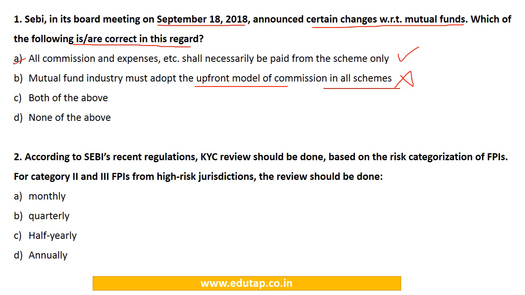Next question. According to SEBI's recent regulations, KYC review should be done based on the risk categorization of FPIs. For category 2 and 3 foreign portfolio investors from high risk jurisdictions, the review should be done: monthly, quarterly, half yearly or annually. So we have covered that for these categories of FPIs, the review has to be done annually. So the correct answer is going to be option D.